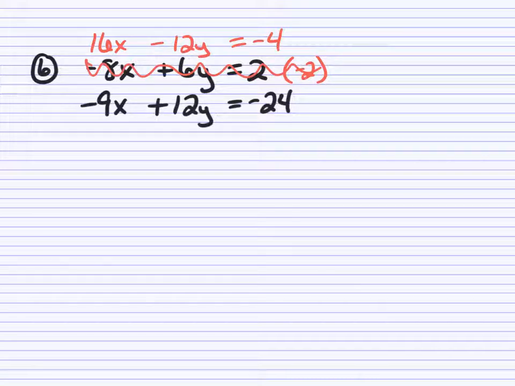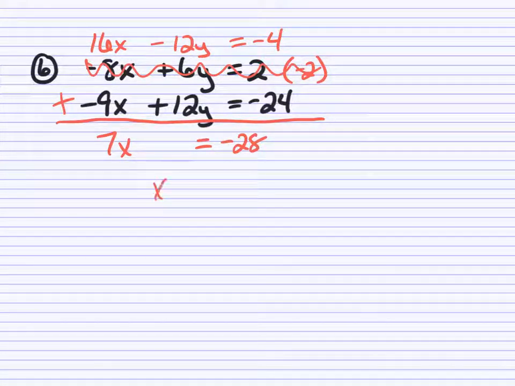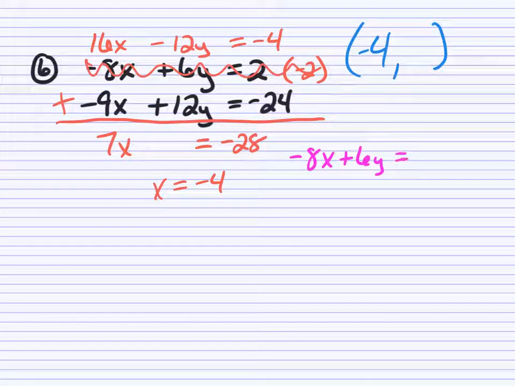Now I have opposites with the y's, and as soon as we see opposites, we go to addition. And I get 7x equals negative 28. Quick upside down t, and x equals negative 4. Now again, we always have to go back and get the other variable. There's 3 choices: the top one in red, the one that's scribbled out, and the bottom one in black. I think the one that's scribbled out is actually the easiest. And x is negative 4.